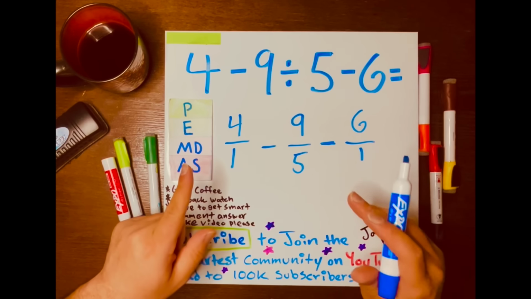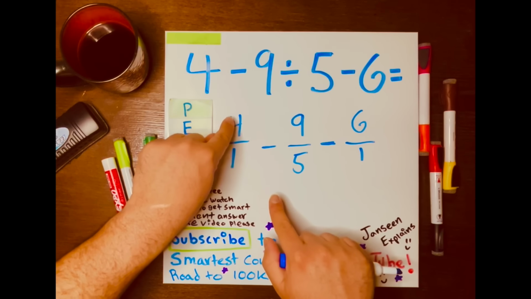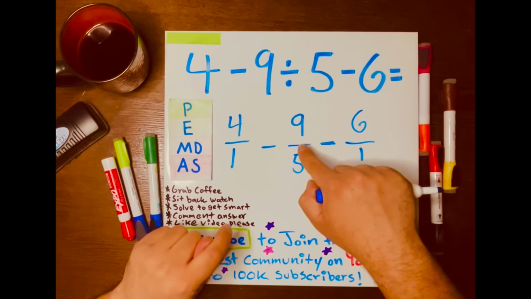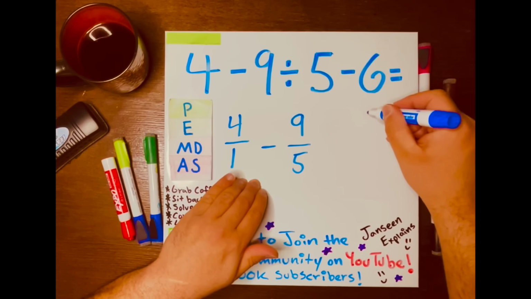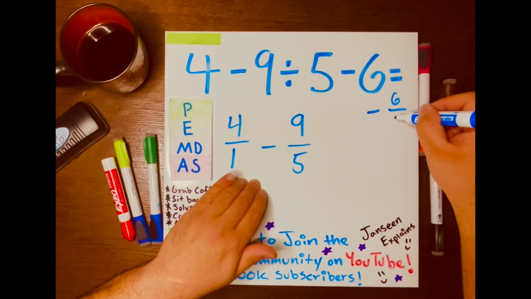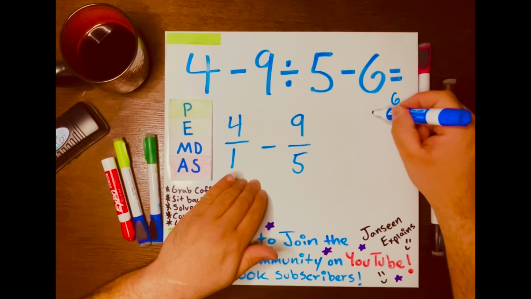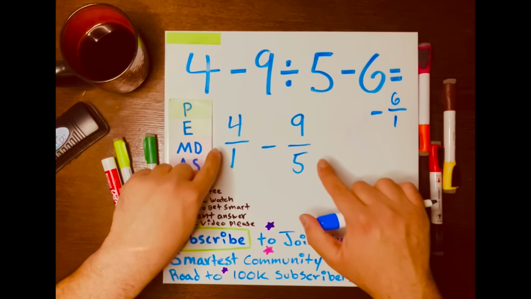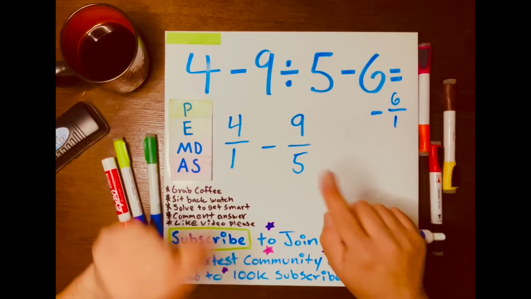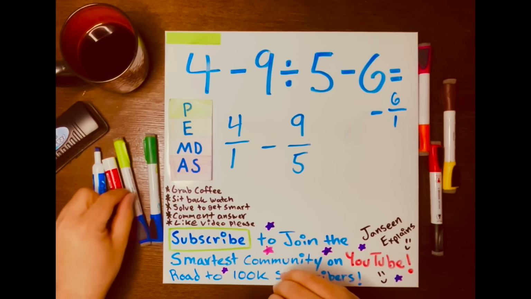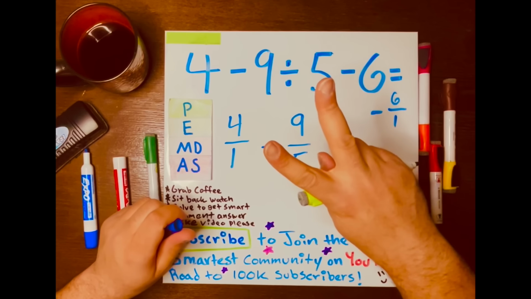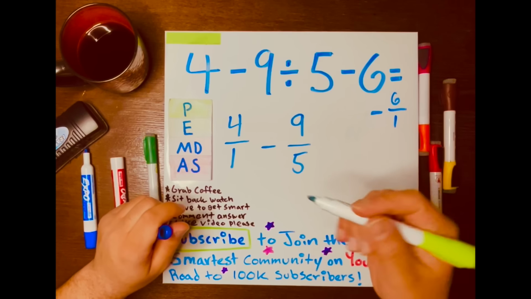PEMDAS is saying, hey, you are going to start with 4 over 1 minus 9 over 5. So let's just move this minus 6 over 1 to the side so we can solve this. We need to subtract these two fractions, and notice the denominators are different. So we're going to use the butterfly method. So I am going to draw 2 wings, 2 antennas, and a body.